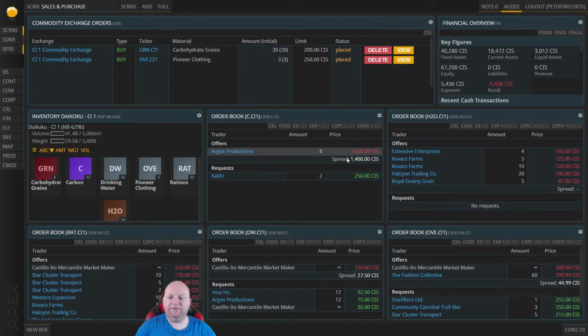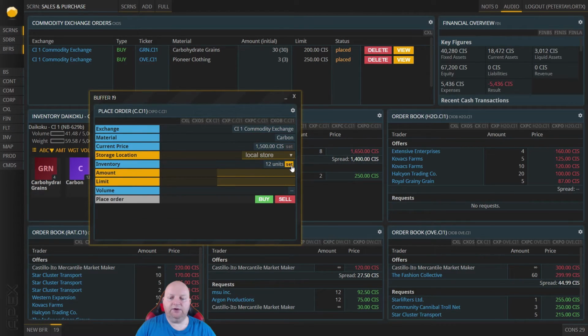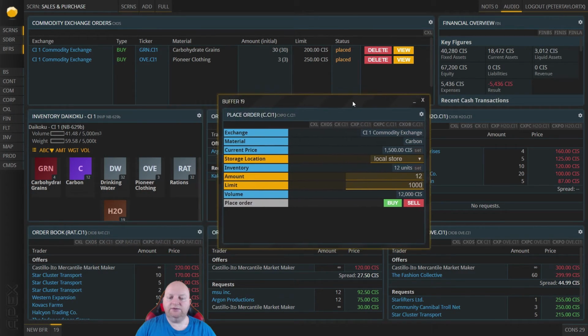If we put that carbon for sale at $1 grand a piece, because right now the carbon's really expensive at 1,600. If we put the carbon for sale at $1 grand a piece, somebody will quite happily buy it all. So if we put all 12 units for sale at 1,000 a pop, that's 12 grand worth of income.